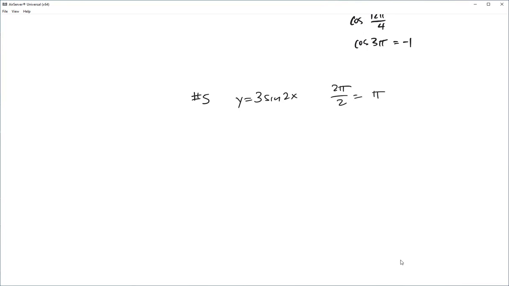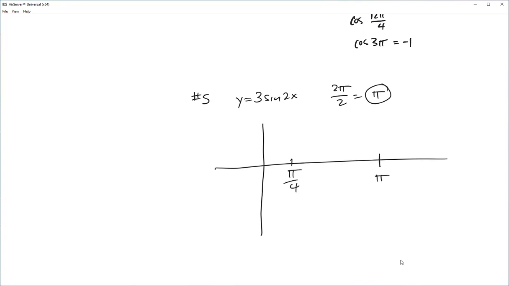And remember, when you graph this, first of all, since pi is 1 full period, you want to divide this into 4. So it'll be pi over 4, pi over 2, 3 pi over 4. So you want to divide that up into 4 pieces. And then you want to go up to 3.